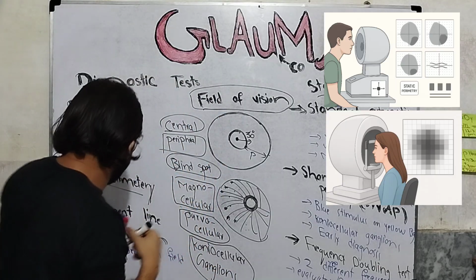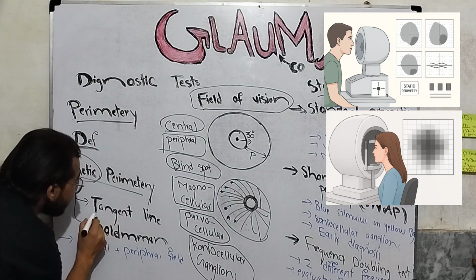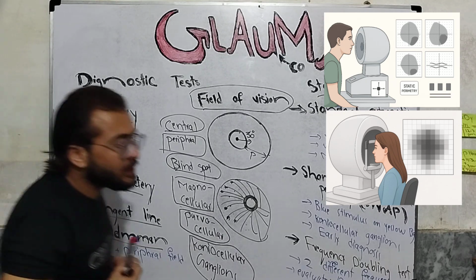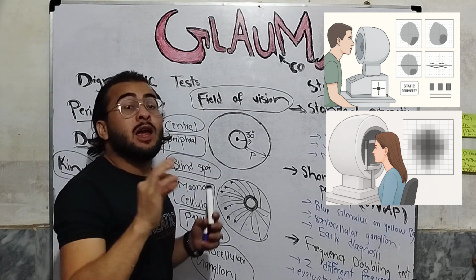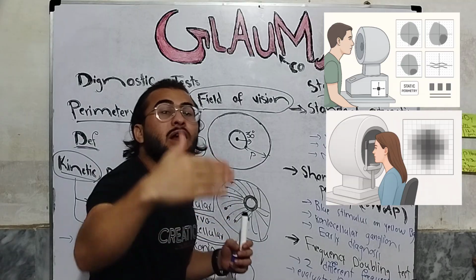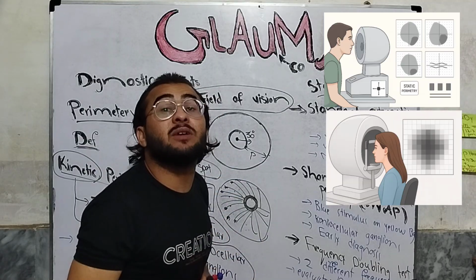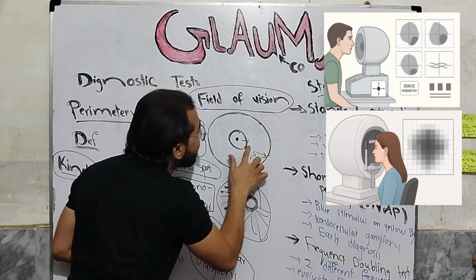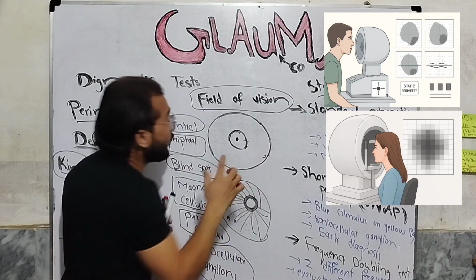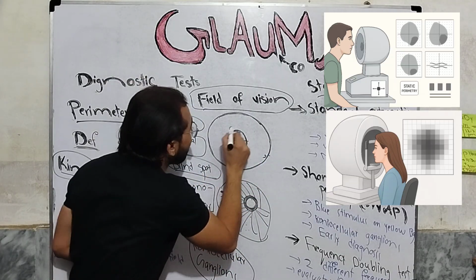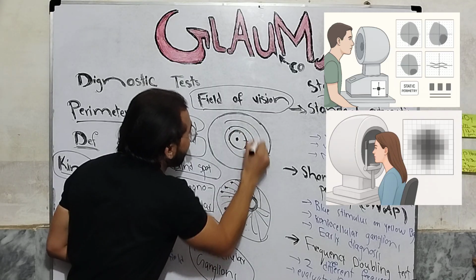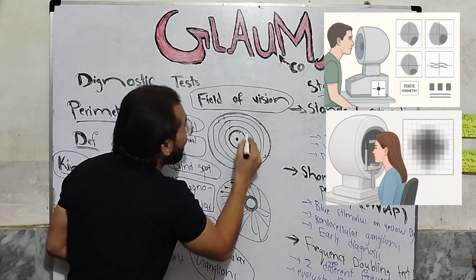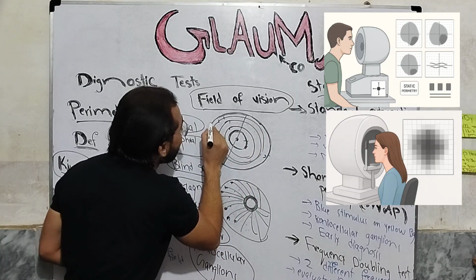For example, kinetic perimetry can be tangent screen perimetry, or Goldmann perimetry. In tangent screen perimetry, we make the patient sit 1 meter away from the screen. On this screen we will show the patient a perimetric diagram. We have a kind of diagram which is called a perimetric diagram. We will draw this diagram like this.